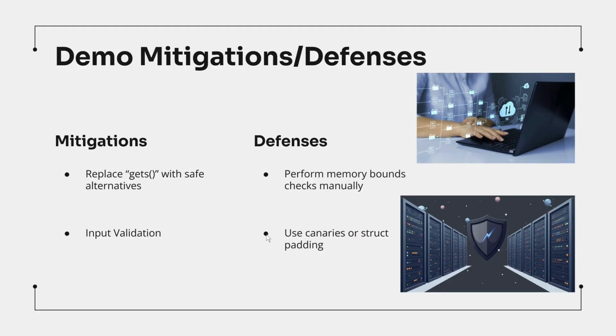We will first talk about mitigations and defenses for the demo that you saw earlier. The first mitigation we will talk about here is to replace the gets function with a safer alternative. The gets function allows buffer overflows and is unsafe and deprecated. One safer alternative to this is the fgets function. The fgets function allows the user to specify a max number of characters, helping to prevent buffer overflows.